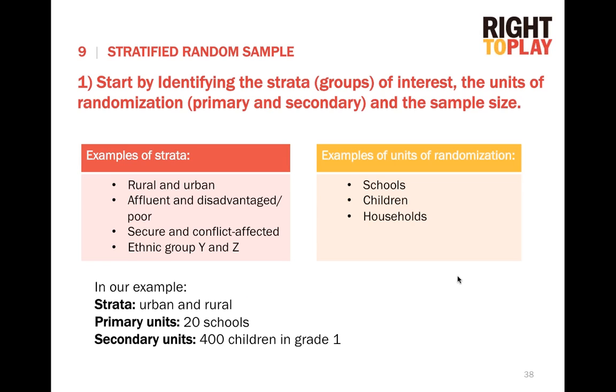So now that we've talked about why you want to stratify, let's talk more specifically about how you stratify. You start by identifying the strata or groups of interest, the units of randomization, both primary and secondary, and the sample size. So in our example, let's say our strata is urban and rural. Our primary units are 20 schools, and our secondary units are children in grade 1, and we know that we want 400 children, and we want 20 schools.